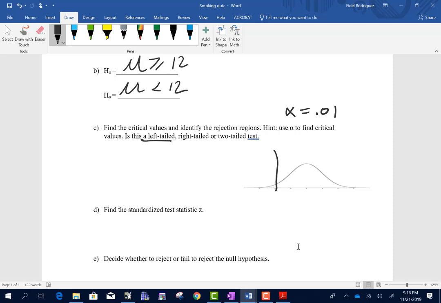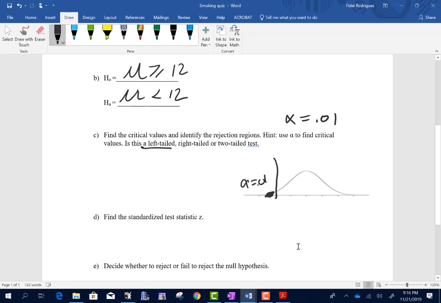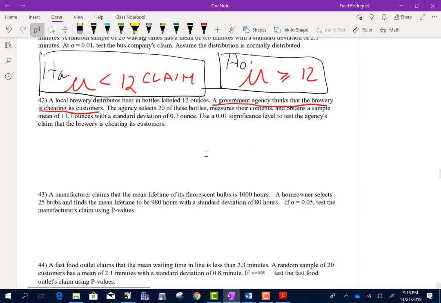So if my alpha is 0.01, I have to be able to find that value there. Now, guys, remember in this particular problem, do we know the sample standard deviation or do we know the population? Yeah, we know the S. So let's write down a couple of pieces of information. X bar is equal to 11.7, my S is going to be 0.7, and N is going to be 20, right?